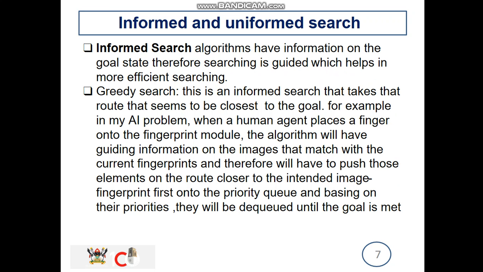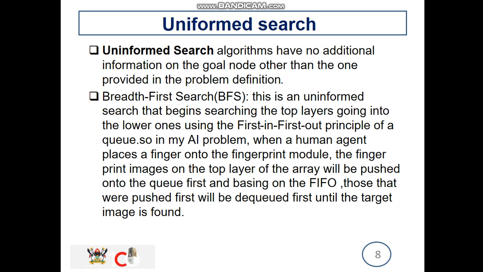Another search algorithm is the uninformed search. In informed search we have information about the goal. Here there is no additional information, so there is no prior information about the goal we are aiming at, other than the description of what the problem is. So there is no additional information.